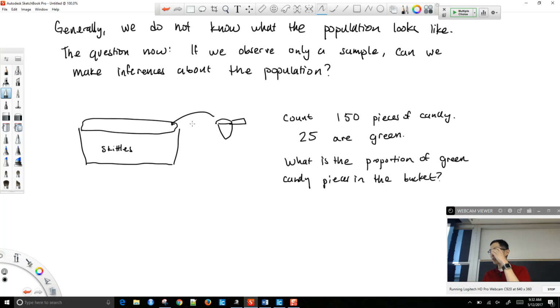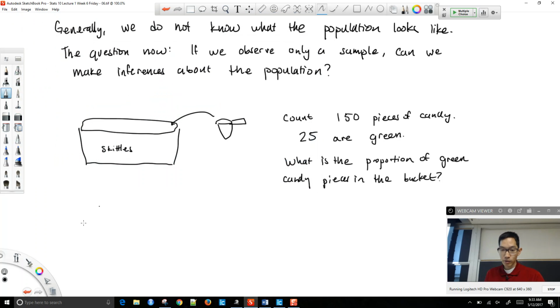Here we're talking about Skittles and how many are green, but this could be about the American population and what proportion in the population have this opinion, or it could be whatever you're interested in.